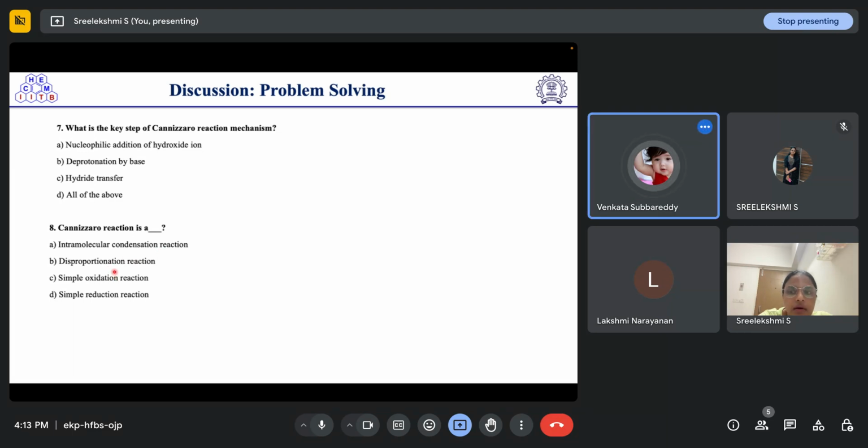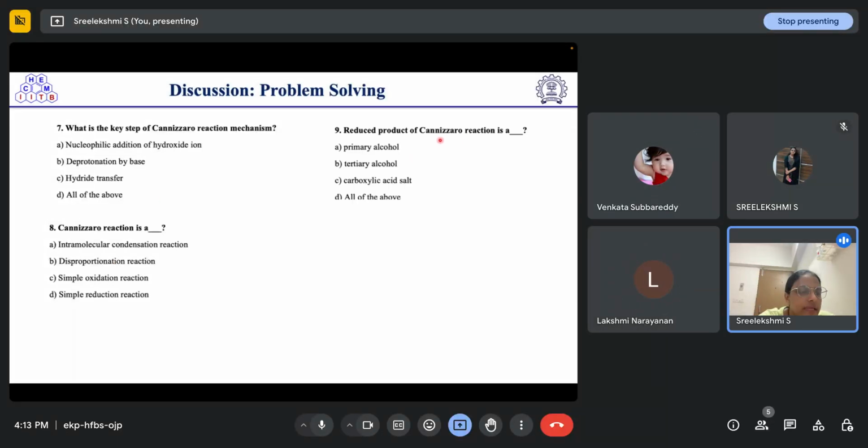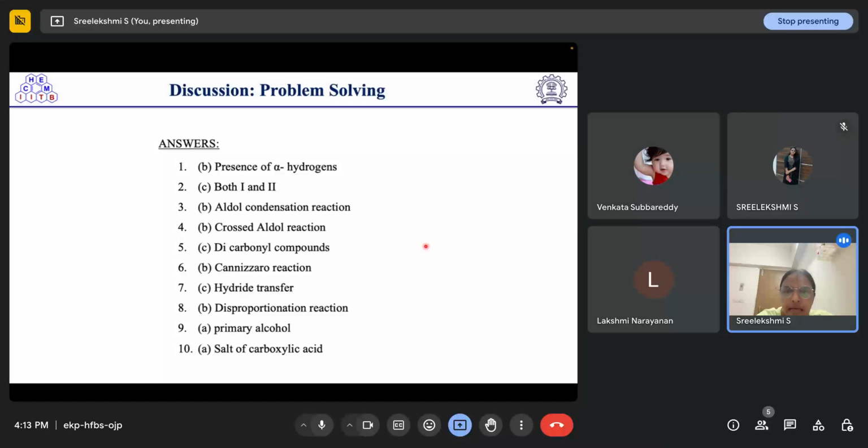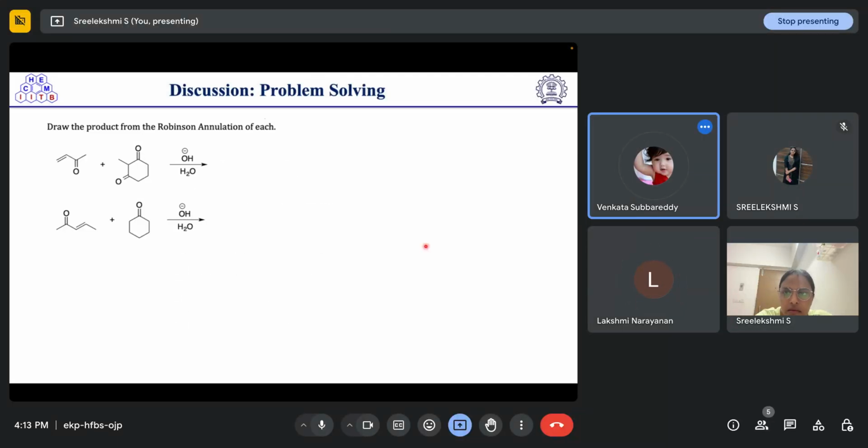Oxidation and reduction are happening in the same compound, in the same reaction mixture. Yes. So the reduced product of the Cannizzaro reaction is a primary alcohol. And the oxidized product is a carboxylic acid. Okay. Now, these are the answers for those questions.